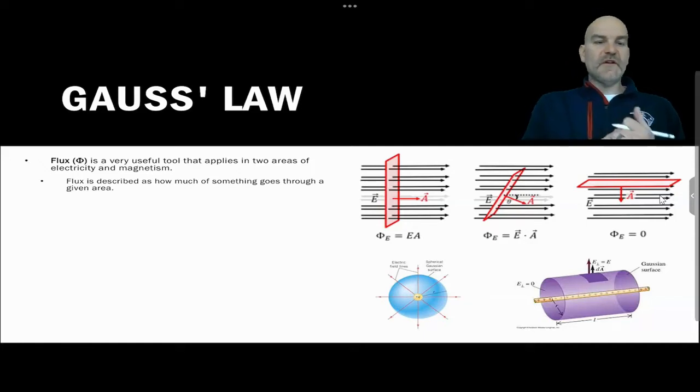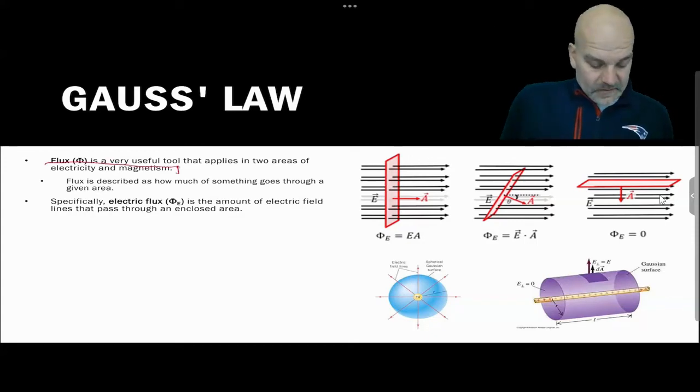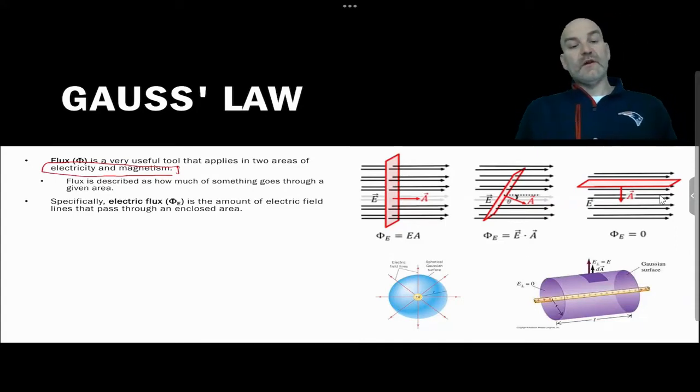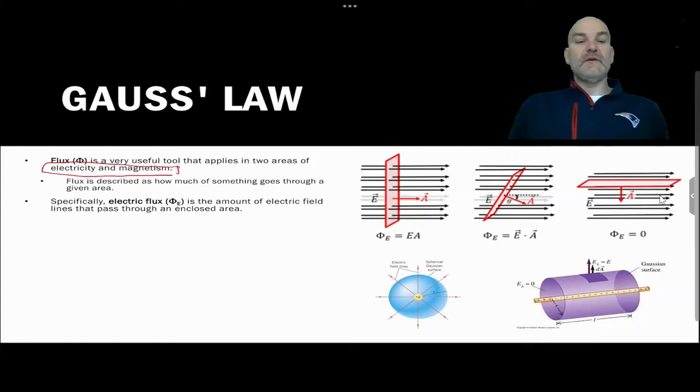Gauss's law is centered around flux. The way we think about flux is that it's just the amount of something that passes through a given area. You can see it's a big tool for electricity and magnetism. In this unit, we're going to look at electric flux. The flux symbol is phi, or phi, depending on what side of the fence you sit on and how you pronounce this. This is going to be the amount of electric field that passes through an enclosed area.